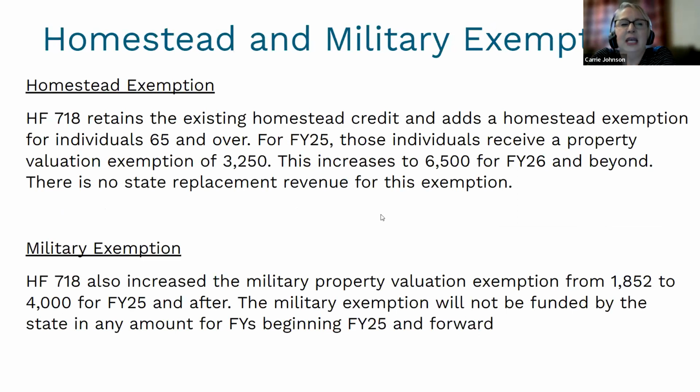A couple other changes, and these were also the result of House File 718. There is now a homestead exemption. There's currently the homestead credit that's been around for a really long time. They also added a homestead exemption for individuals 65 and over. So beginning with this upcoming budget year, these individuals are going to get a property value exemption, an amount taken off of the value of their property of $3,250, and it goes up to $6,500 for fiscal 26 and so on. And there is no state replacement revenue for this exemption. So it's not something to budget for on that side of things.